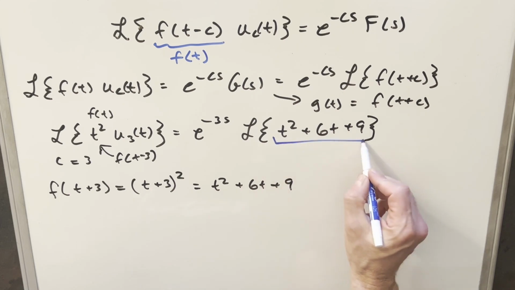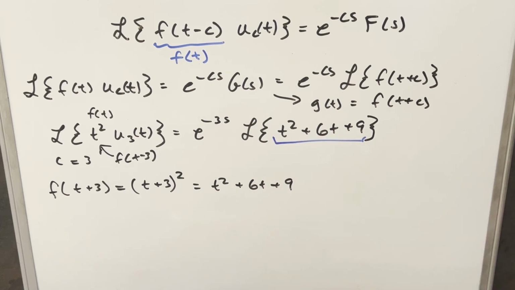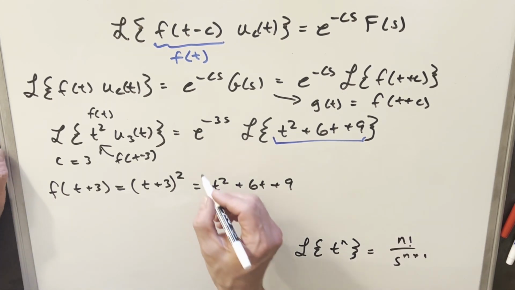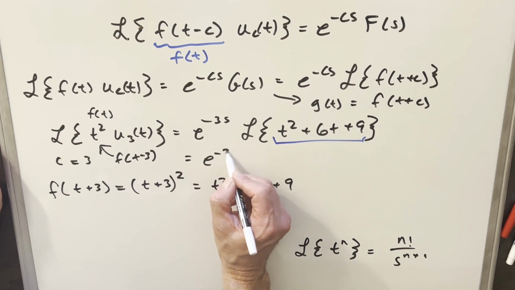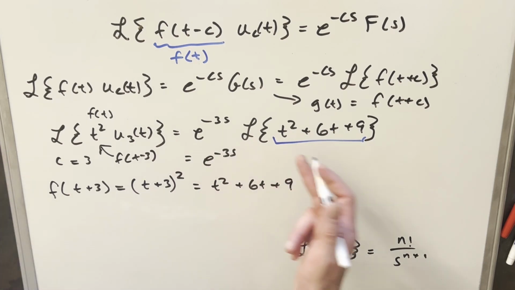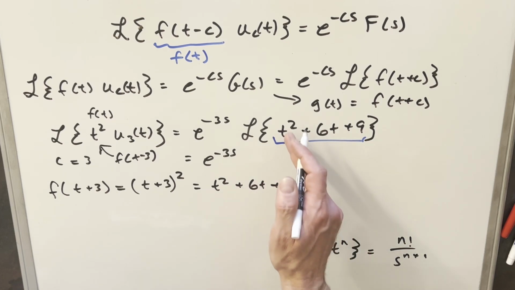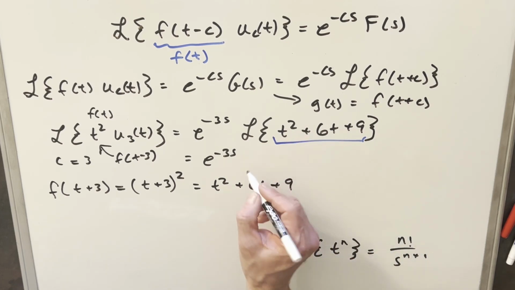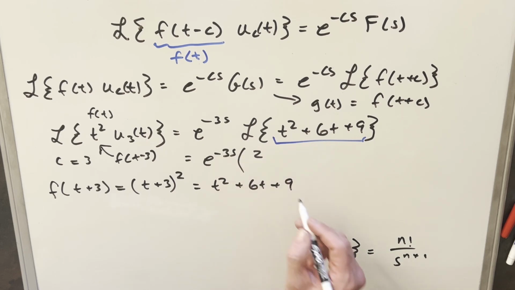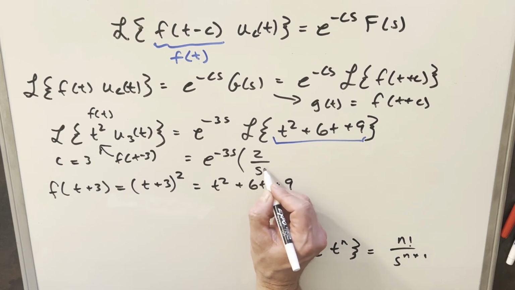For everything here, we have a formula that we found a few videos back for the Laplace transform of t to the n. We had it with the gamma function, but we can write it in terms of the factorial as n factorial over s to the n plus 1. Using this, we'll bring down our e to the minus 3s, and the Laplace transform of t squared. For t squared, our n being 2, we end up with 2 factorial, which is just 2, and then s to the n plus 1 is s cubed.